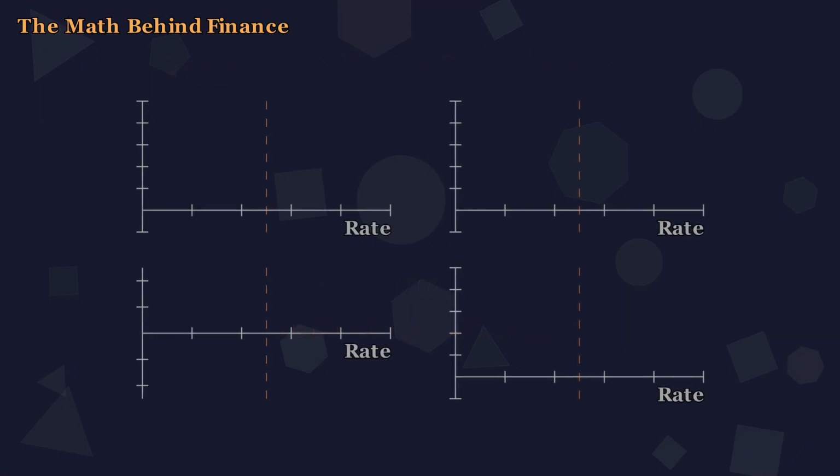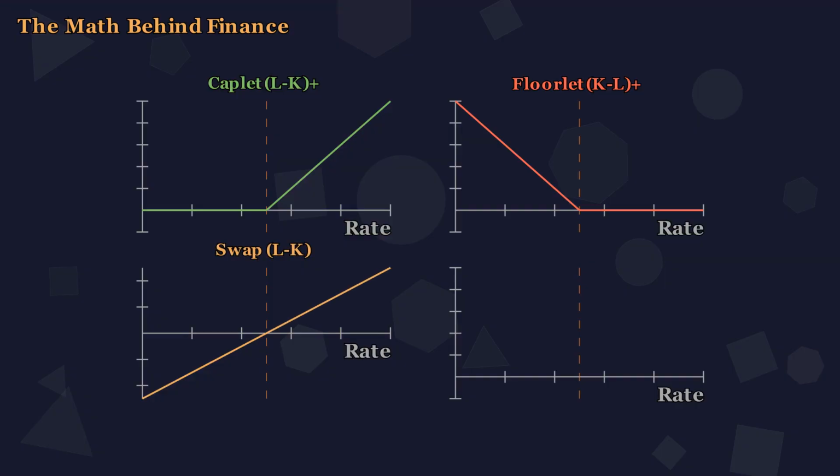Here are the four fundamental payoff shapes. Top left, the caplet. Zero below the strike, linear above. Exactly like a call option. Top right, the floorlet, the mirror image. Linear below, zero above. Bottom left, a swap. A simple linear exchange. You receive floating, pay fixed. Bottom right, a swaption. An option to enter the swap. The kinked payoff of choice, and they are connected. Cap minus floor equals swap. This is put-call parity for the interest rate world.